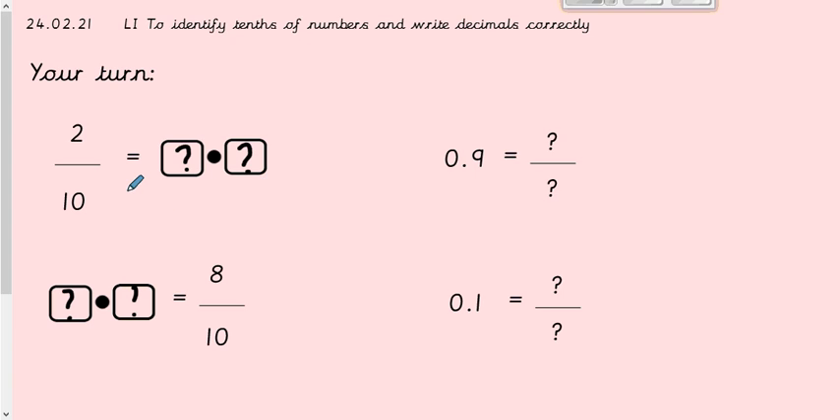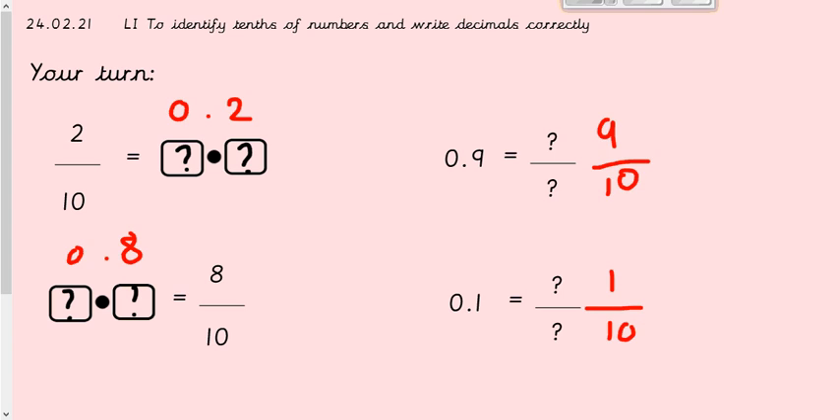Okay, let's go through the answers then. So we have 2 tenths, and that would be equivalent to 0.2. This one would be 0.8. This one would be 9 tenths, and this one would be 1 tenth. Okay, so that means they are the same, they are equivalent.